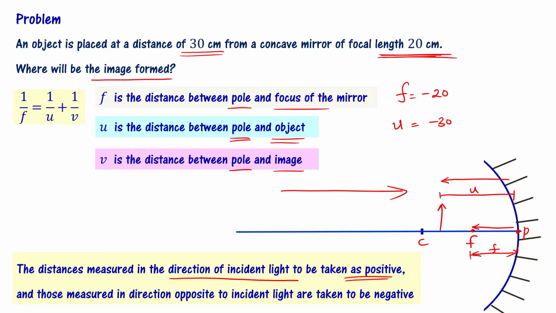Now what we are asked to find is where the image will be formed. We want to find what is v, right? So we are going to make use of this formula. It says that 1/f equal to 1/u plus 1/v, right? Now let me rearrange this. This can be written as 1/v equal to 1/f minus 1/u, right? Let me substitute the numbers. f is -20. Let me write -20.